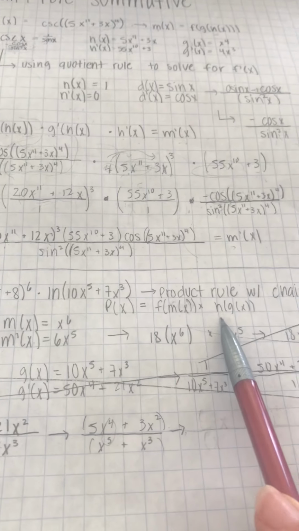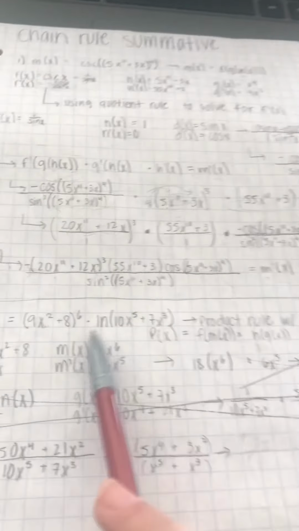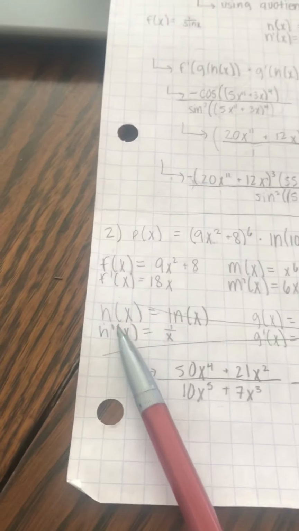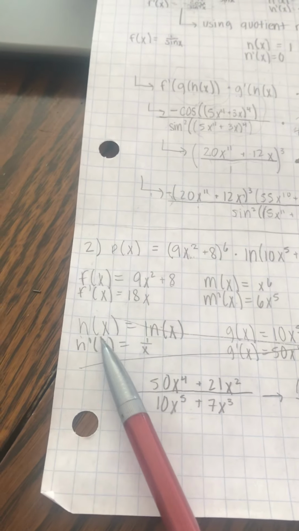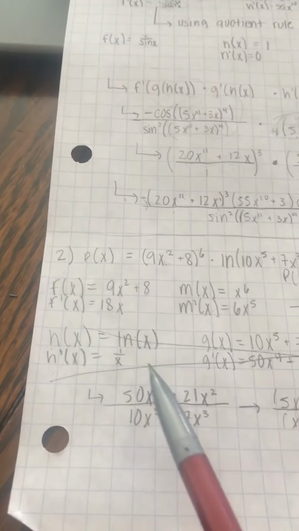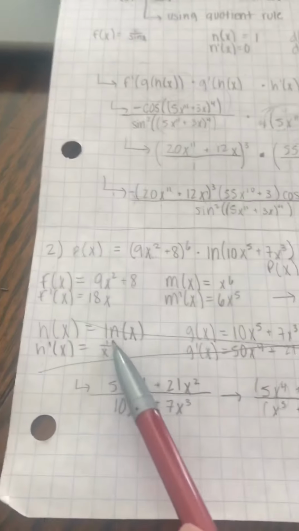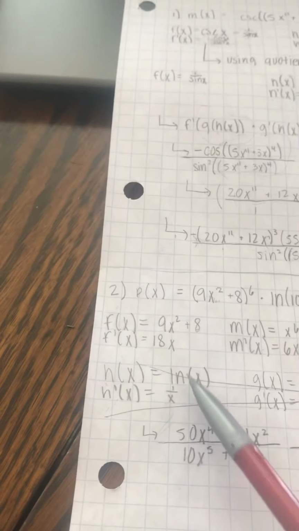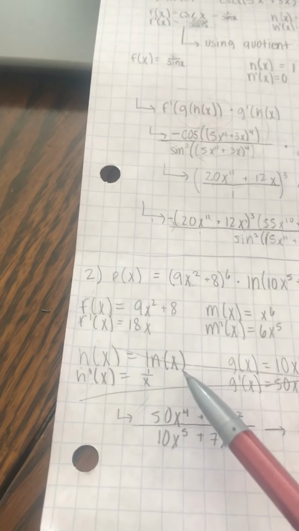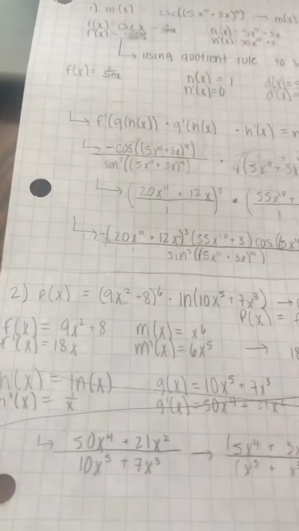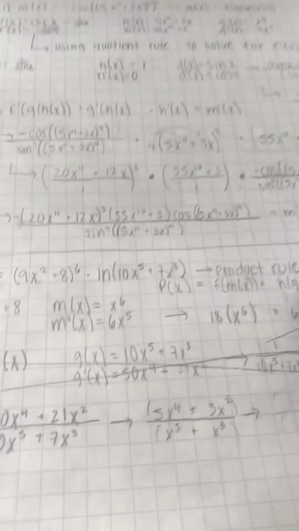So h of x is the natural log of x, that's the first equation, and the derivative of that is 1 over x. We've done that kind of problem a lot, so I've just memorized it. I don't know why it's like that. You explained it to me at one point, and it has to do with e, because it's log base e, but I've just memorized it.